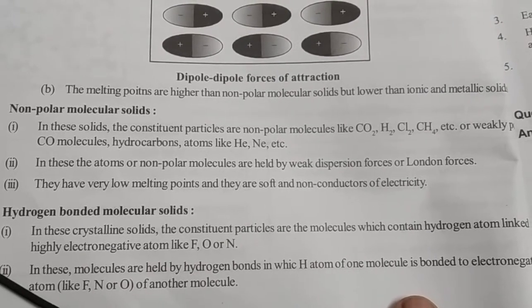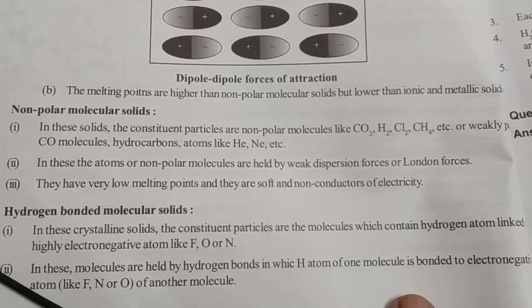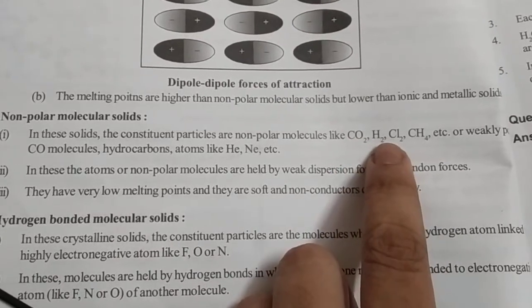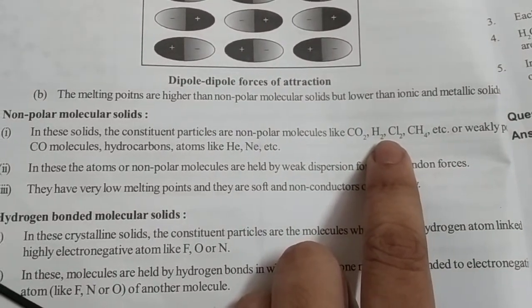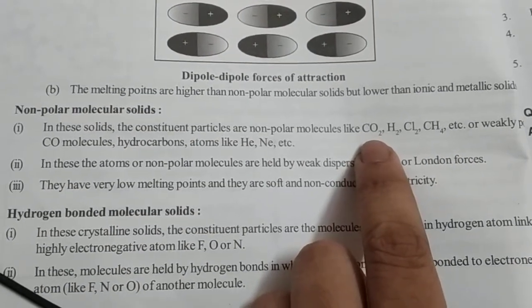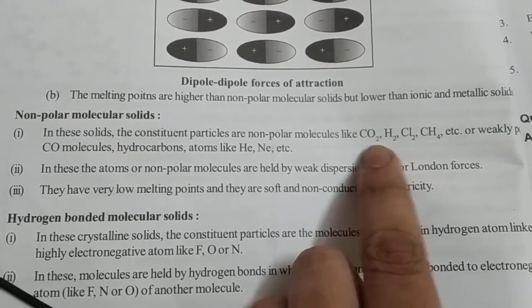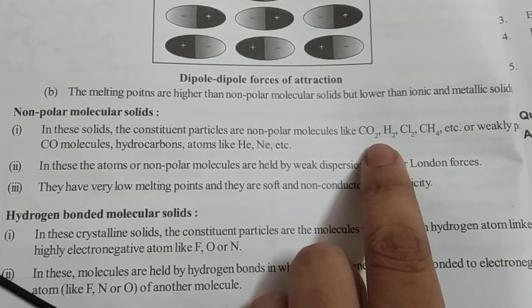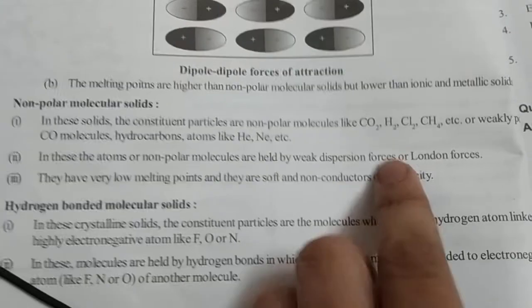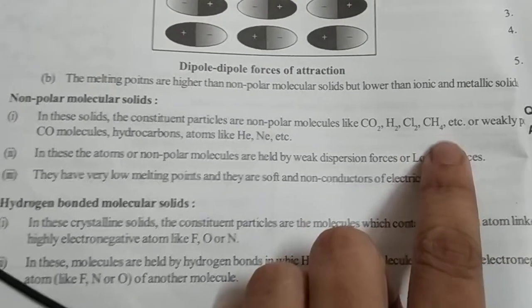It means the electronegativity difference between two atoms is very less or negligible. In hydrogen, both are hydrogen atoms, so the electronegativity difference is negligible. In the case of CO2, the electronegativity difference between carbon and oxygen is less. There is a difference in electronegativity, but it is less. Same for methane.